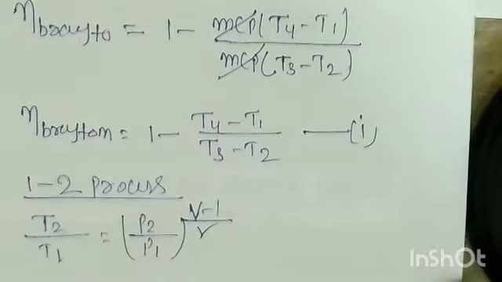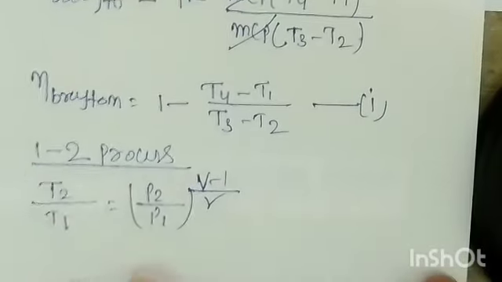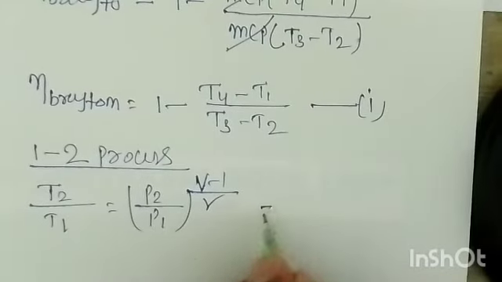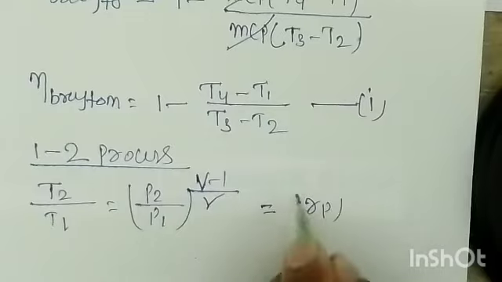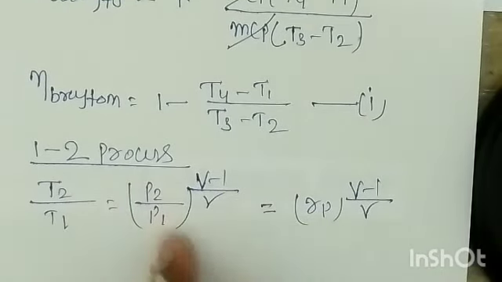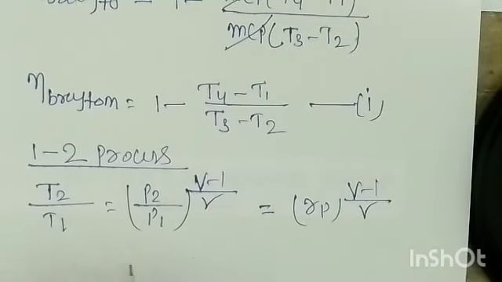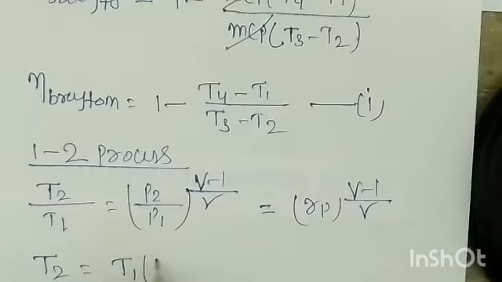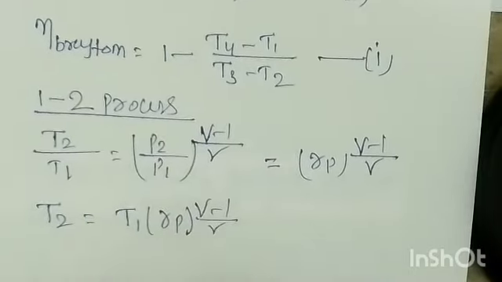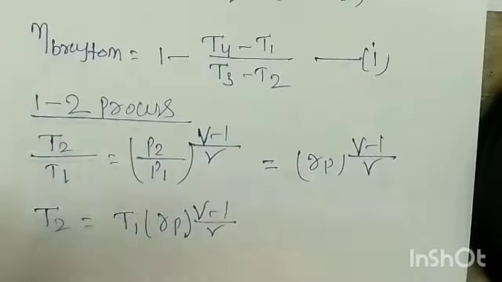For air, gamma will be 1.4. Now P2 by P1 is the pressure ratio actually. So here itself we can say that T2 by T1 is equal to Rp to the power of gamma minus 1 by gamma. Rp is nothing but P2 by P1, right? So you can say T2 is equal to T1 times Rp to the power gamma minus 1 by gamma. Okay, let's keep this as it is.